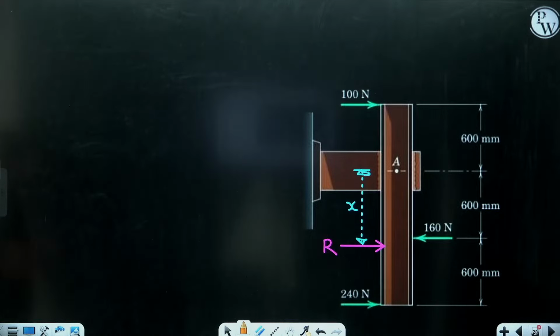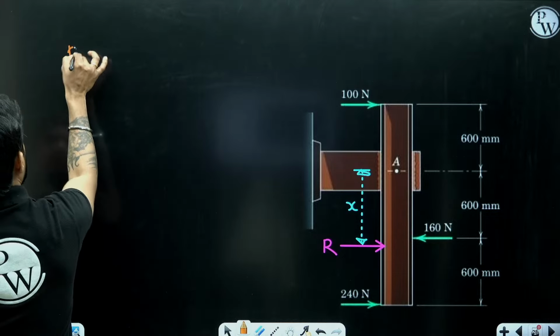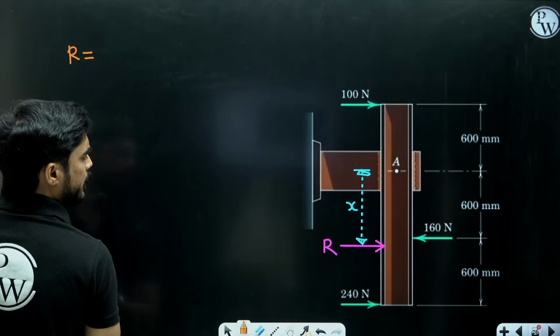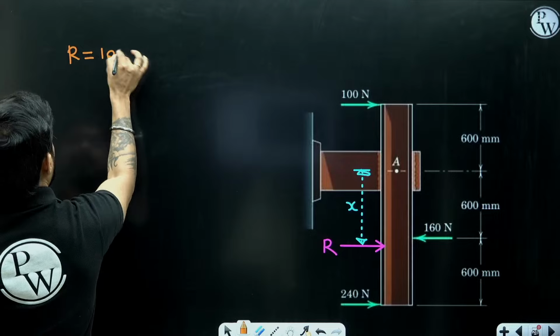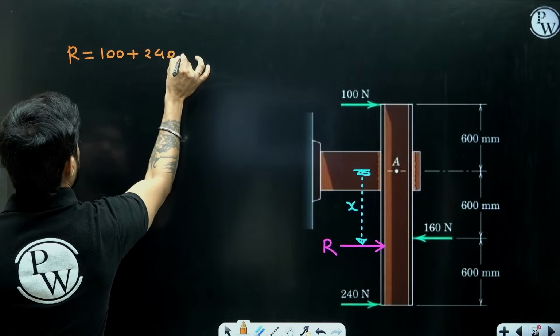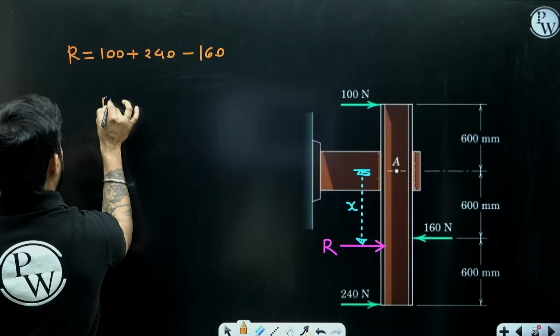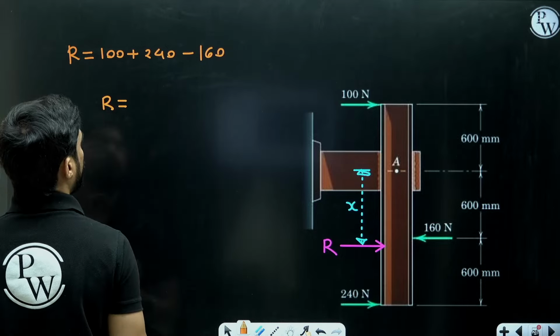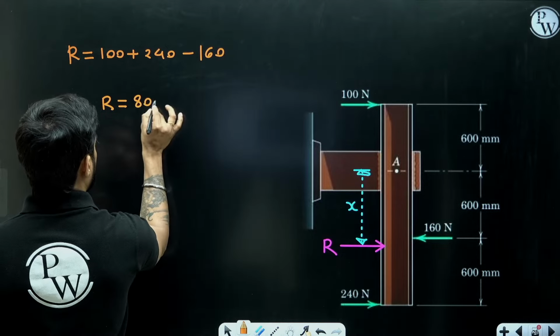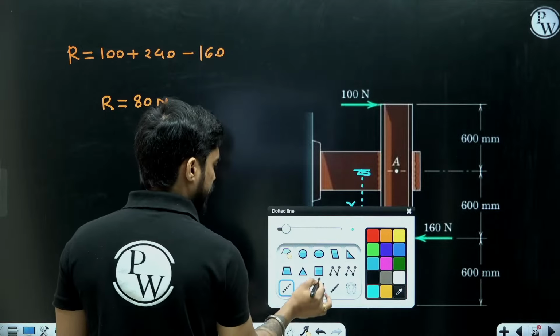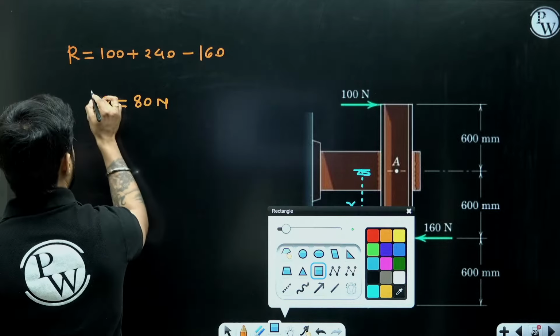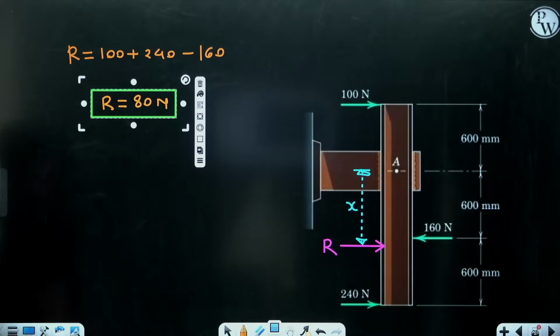Now the value of R. It is very easy to find. R will be equal to how much? 100 plus 240 minus 160. The value of R will be how much? 240 minus 160, means 80 Newton. So we have got the magnitude of R.